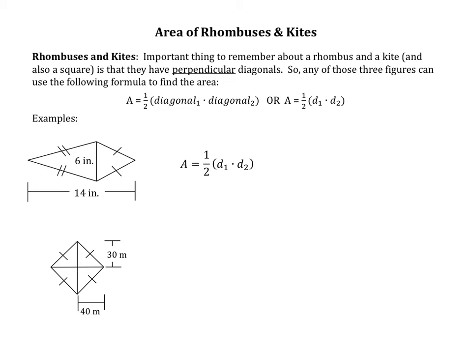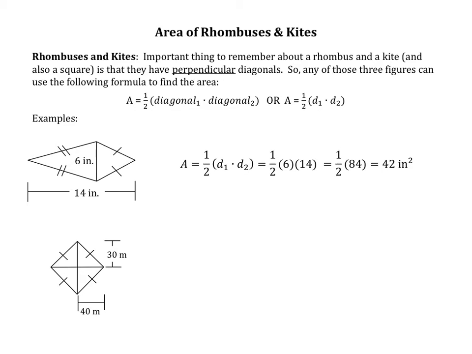So I know my formula is area equals 1/2 d1 d2. So I'm going to plug in area equals 1/2, d1 is 6, d2 is 14. So then 1/2 times 84, because that's 6 times 14. So then my area is 42 inches squared.